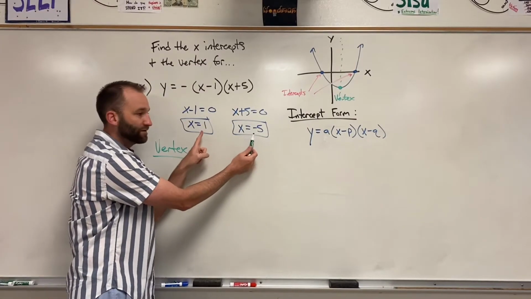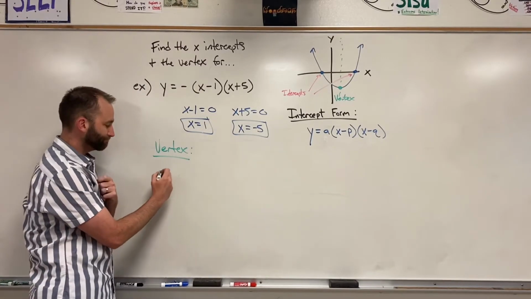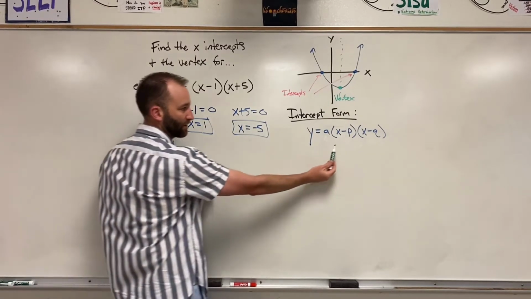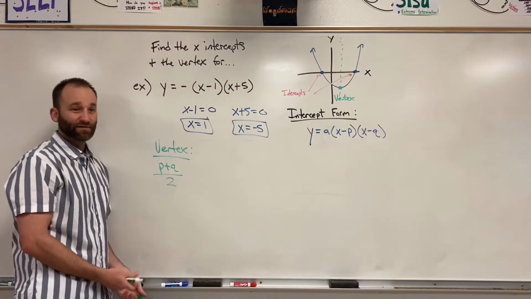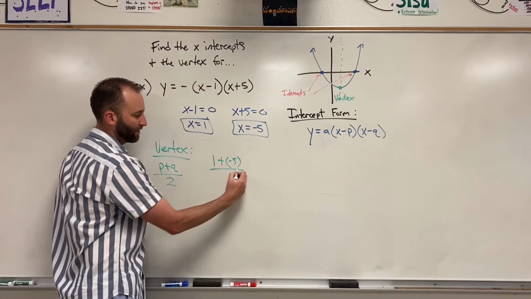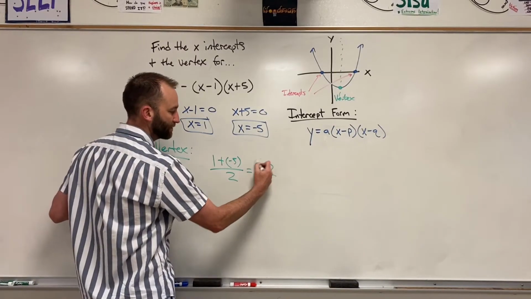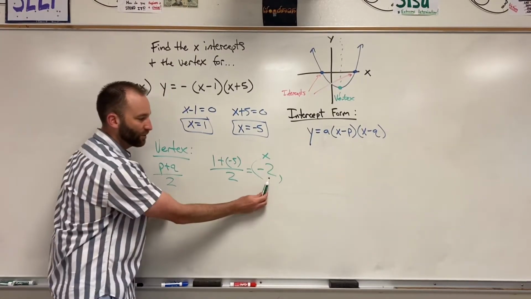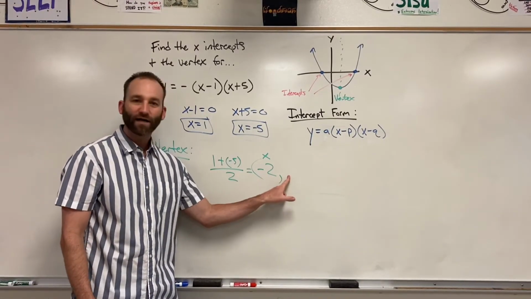So how do I find the middle of these 2 points? We're going to add them together and divide by 2. Here's the equation. You take p and you add whatever q is and you divide it by 2. So we know where p and q are. We know where the x-intercepts are. So let's add those together and divide by 2. We've got 1 plus negative 5, all divided by 2. I can use a calculator or just my head and know that that is negative 2. That gives me the x-coordinate of the vertex. That tells me where the middle is. So once I know the x-coordinate, how do I find the y-coordinate?